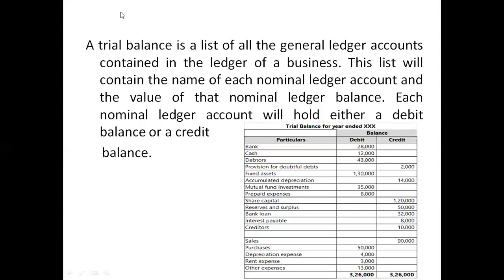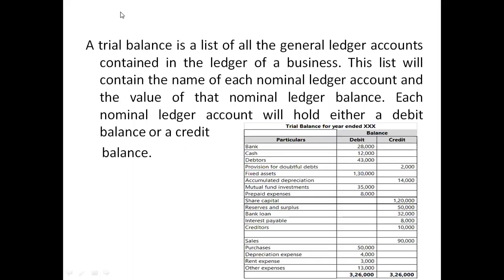This list will contain the name of each nominal ledger account and the value of that nominal ledger balance. So basically, you're going to write the name of each of those general ledger accounts, and an amount will be involved. Each nominal ledger account will hold either a debit balance or a credit balance. So the amount is either going to be written on the debit side or on the credit side.